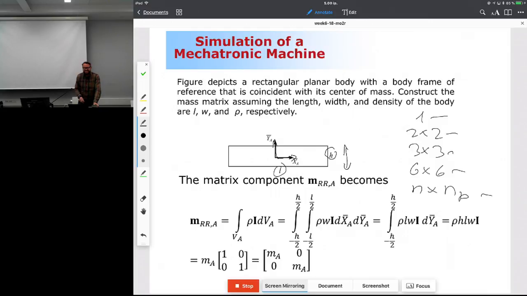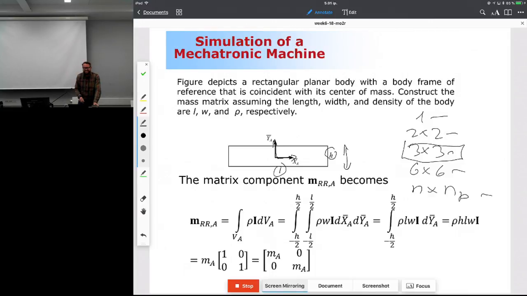Okay, the correct answer is 3 by 3, because it's always related to generalized coordinates. How many generalized coordinates do we have here? 3. So you're my man. So we have to have a matrix that is of size 3 by 3. Okay, so let's calculate the submatrices.